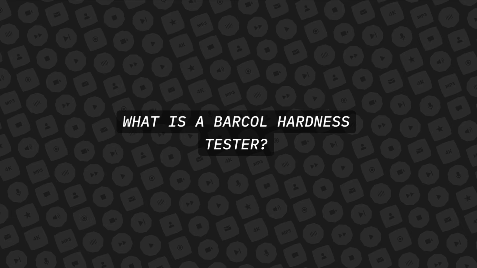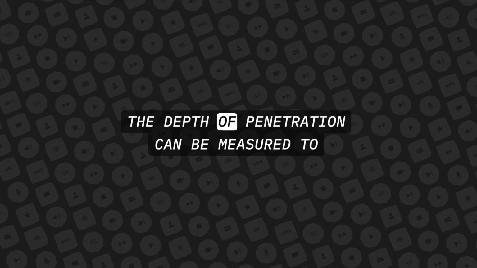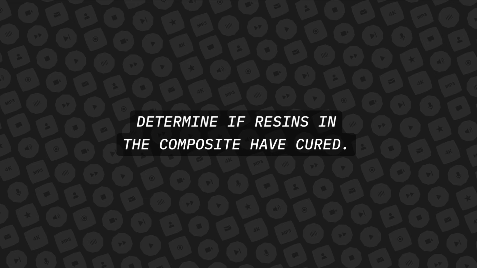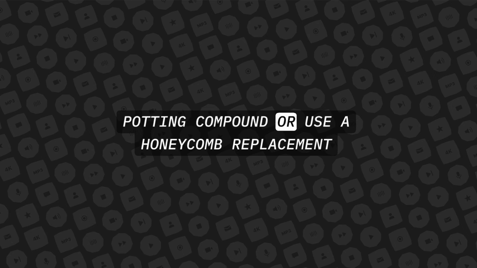What is a Barcol hardness tester? A device that pushes a spike into the material such as a composite. The depth of penetration can be measured to determine if resins in the composite have cured. What is done to honeycomb before repairing? Remove damaged honeycomb and either replace with potting compound or use a honeycomb replacement plug.